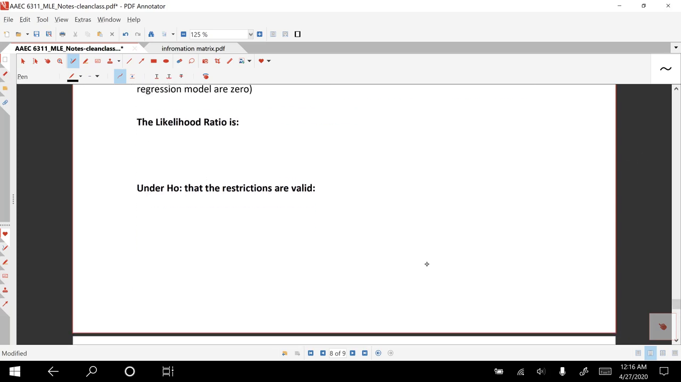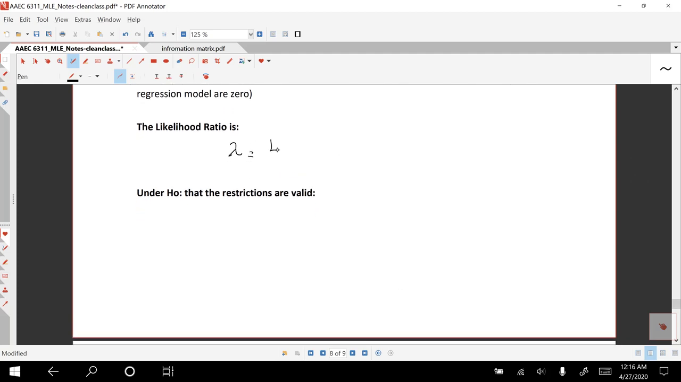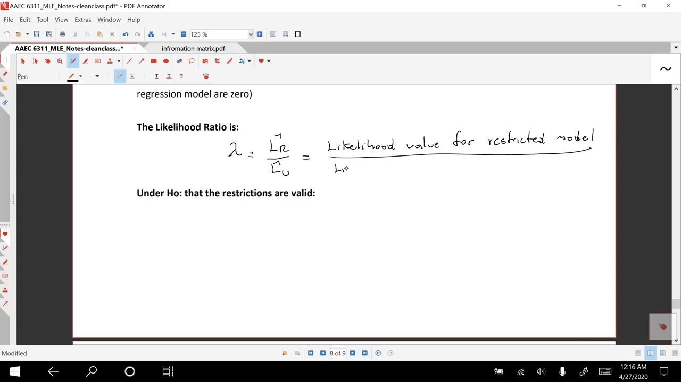The likelihood ratio is just the ratio of the likelihoods for the restricted and the unrestricted models. So this is going to be the likelihood value for the restricted model, divided by the likelihood value for the unrestricted model. That's what's called the likelihood ratio.